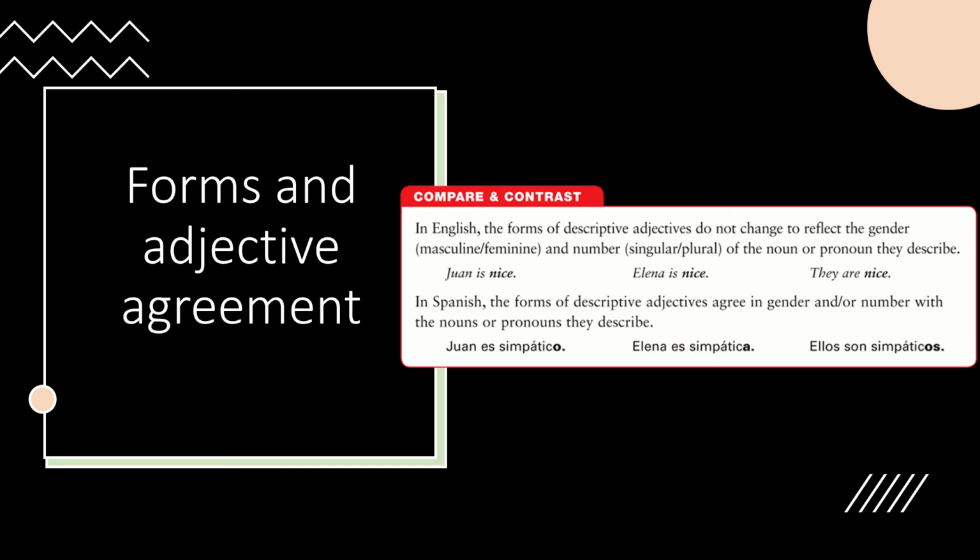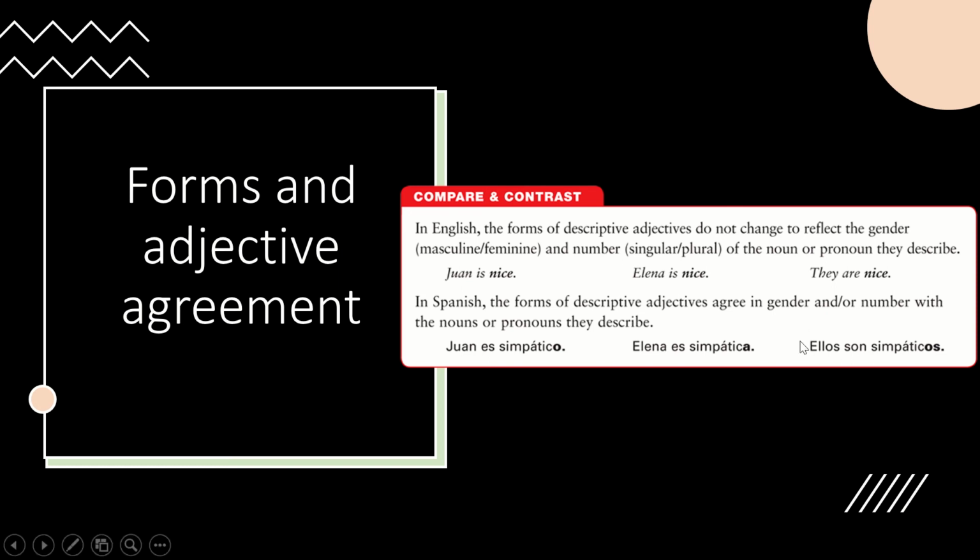Elena es simpática. Notice that our adjective, simpática, or nice, is going to end in an A, right? So because Elena is a female, we have to make sure that that adjective agrees and ends in an A, that it is feminine. For our last example, we have ellos son simpáticos. Notice here that since we're talking about ellos, a masculine they, simpáticos is going to end in OS, which tells us that once again, it's masculine and it's plural.